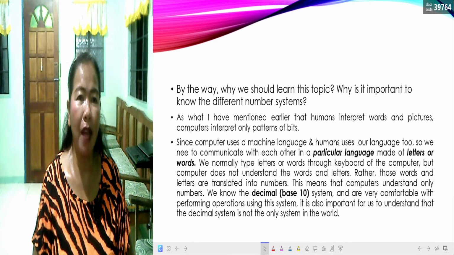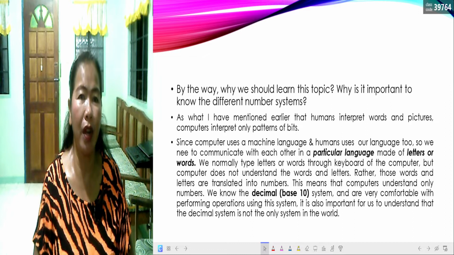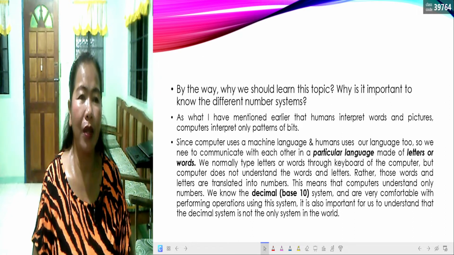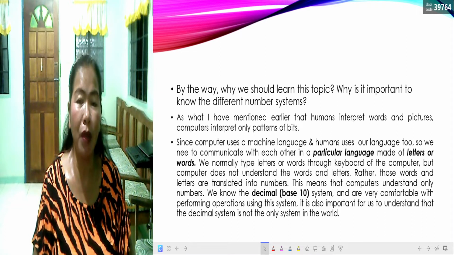We normally type letters or words through the keyboard of the computer, but computer does not understand the words and letters. Rather, those words and letters are translated into numbers. So this means that computers understand only numbers.